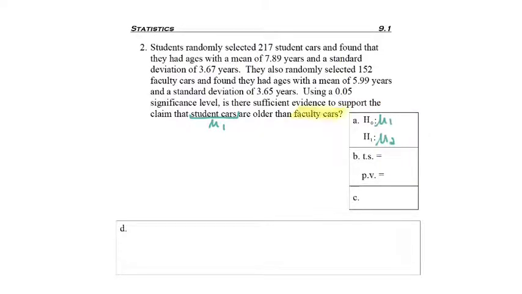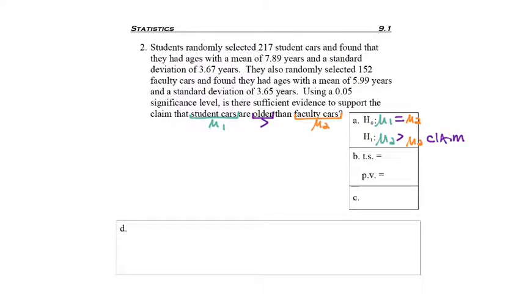They are being compared to faculty's cars, so that is our mu2, and we know that H0 always starts with equality, and when they're being compared, they're trying to decide if the student cars are older than faculty cars. Older means greater than, and greater than can only go into H1. So H1 is our claim.